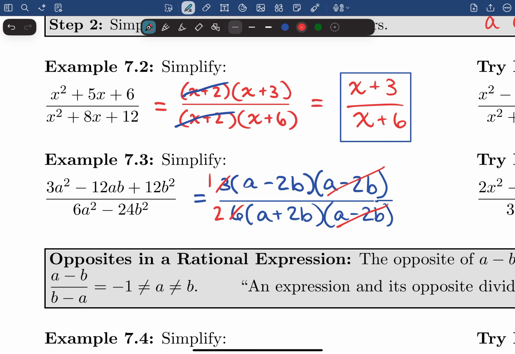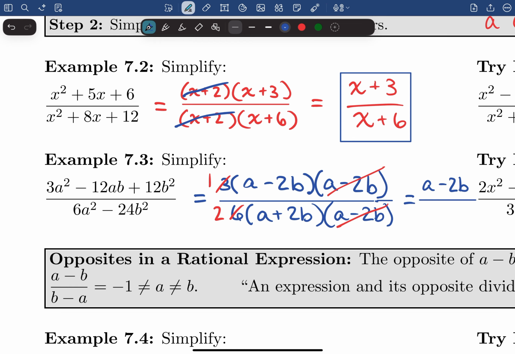And you might be tempted to try to cancel a minus 2b with a plus 2b, but these are not the same factor. They have opposite signs. You cannot cancel them. Okay, so I'm going to write our final result. My final result of the work that has happened is 1 times a minus 2b. So I just get the a minus 2b on top because it's multiplied by 1, which doesn't change anything.